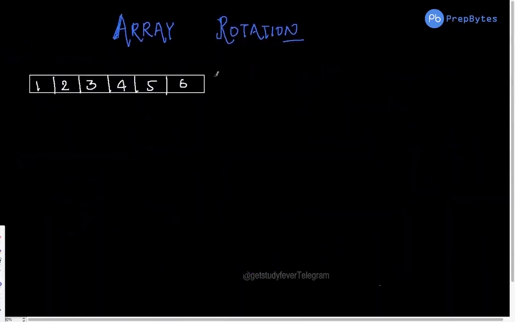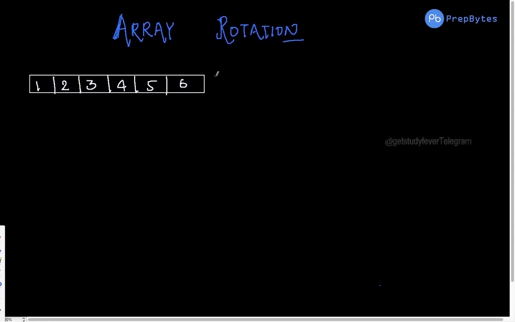Now let's see another approach for array rotation. So in this approach, what we will do is we'll try and save space. What we did in the previous approach was that we were copying some part of the array into a new array. So we will try and avoid that thing. So how can we do that?